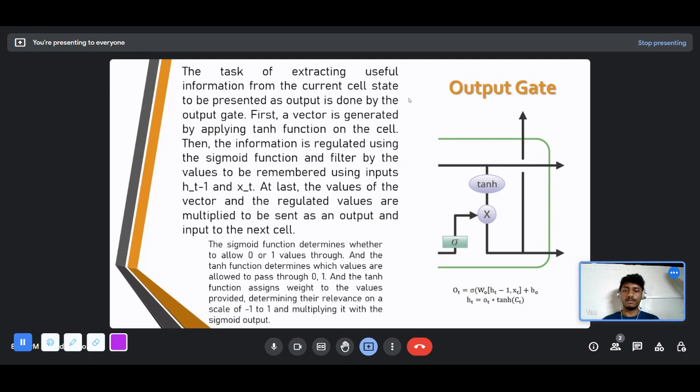As we can see, we have the tanh function and we have the sigmoid function. The information is regulated using the sigmoid function and filtered for the values to be remembered using inputs ht-1 and xt. At last, the values of the vector and the regulated values are multiplied to be sent as an output and as input to the next cell. So here we have the two formulae for the sigmoid function and the ht for the output gate.